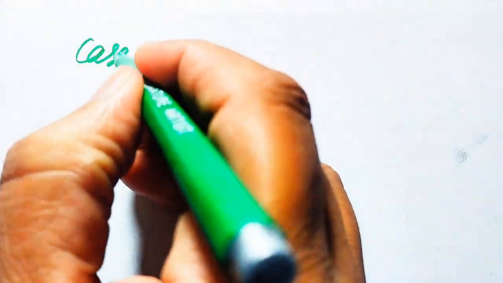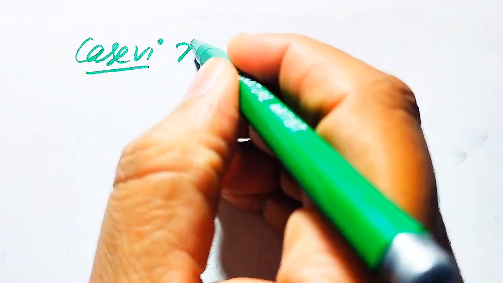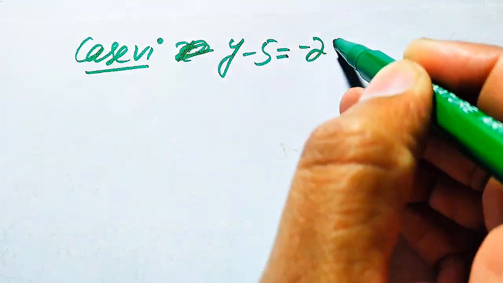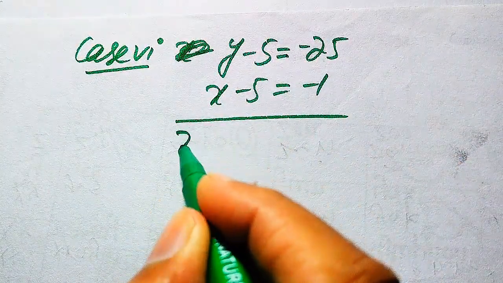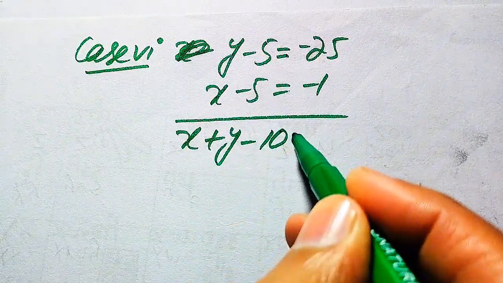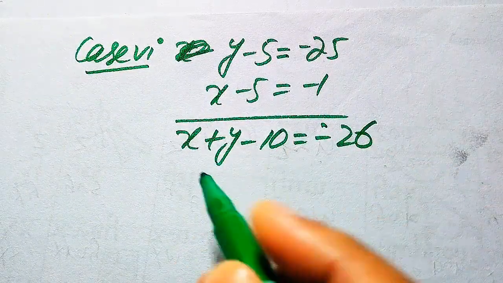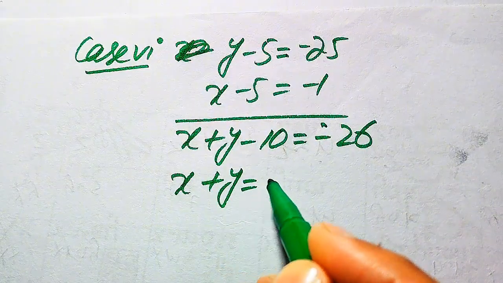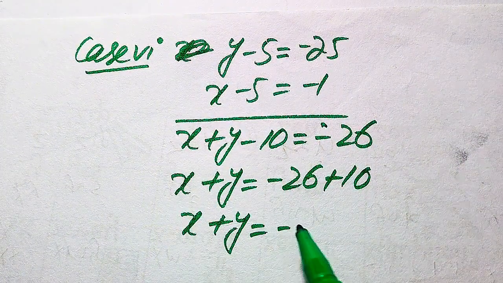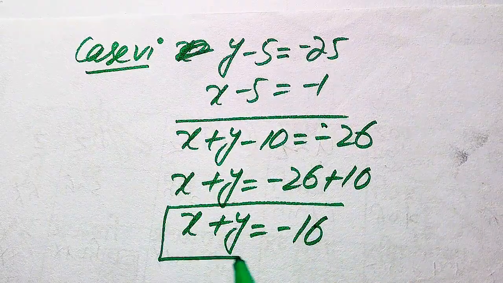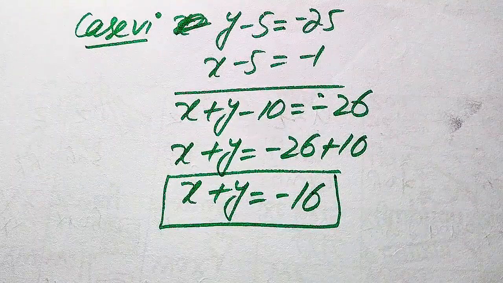And now we move towards our final case, and this is the sixth case. In this case we compare y minus 5 equals -25 and x minus 5 equals -1. So again we add these values and we get x plus y minus 10 equals -26, and we get x plus y equals -26 plus 10, and we get x plus y equals -16. So this is the sixth value of x plus y, and this is the final answer.